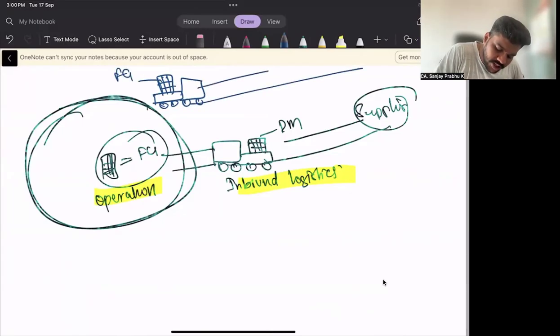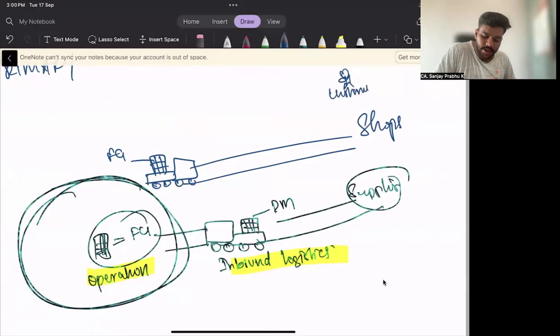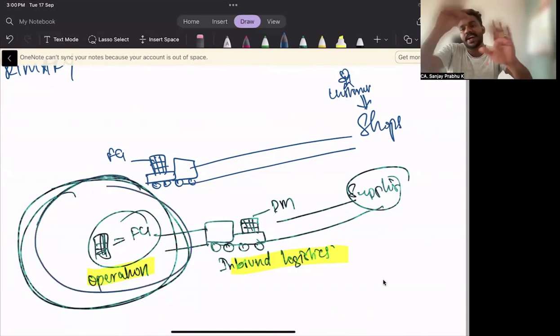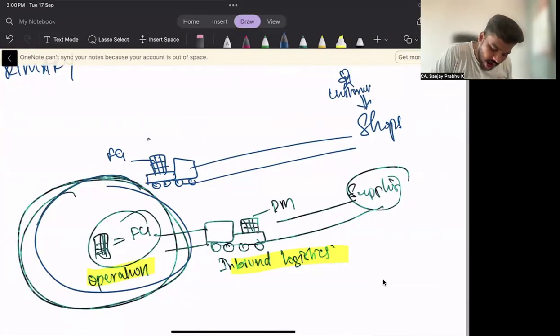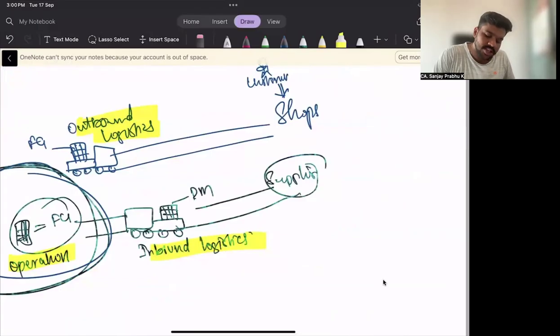Now I am taking the finished goods to the shops, so that the customer can come to the shop and purchase the product. So taking the finished goods from within the boundary of my organization to the shop is outbound logistics. Why is this called outbound logistics? Because now we are taking the finished goods outside the boundary and transporting them. Outbound logistics.